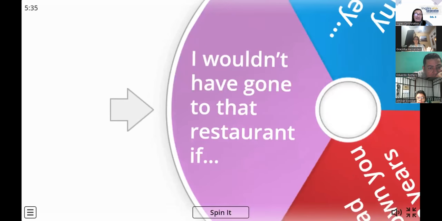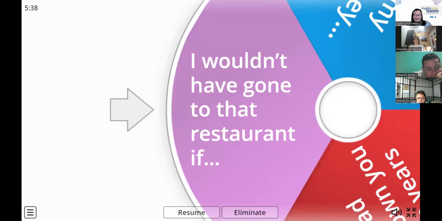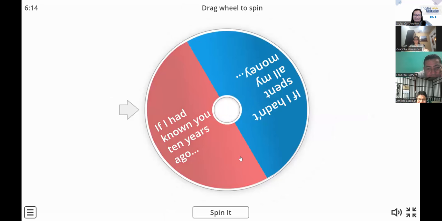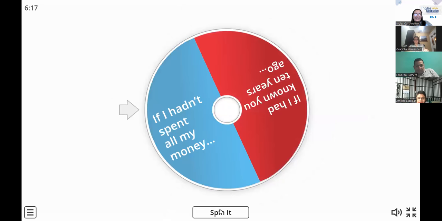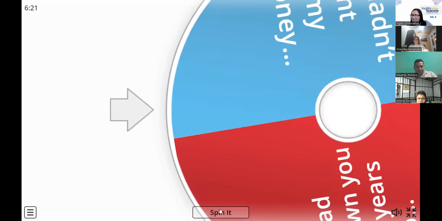I wouldn't have gone to that restaurant if I had known the food was not very good. If I had known the price was very high. Yes? Maybe restaurant Faisca do Brasil. Okay, I wouldn't have gone to the restaurant if you had recommended me another one, right? It's delicious. Really? Is it Brazilian food? Yes. Sounds good. I'm gonna try Brazilian food. I had never tried Brazilian food, by the way.